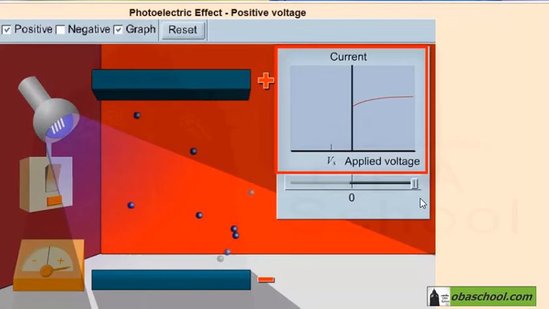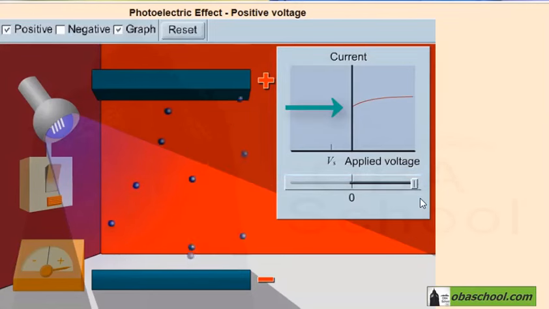At voltages close to zero, some electrons miss the upper plate. Then a small increase in voltage boosts the electron pathways towards the upper plate. Then more electrons reach the upper plate during each unit of time, so the current, which is the rate of moving electrons, increases and thus becomes larger.